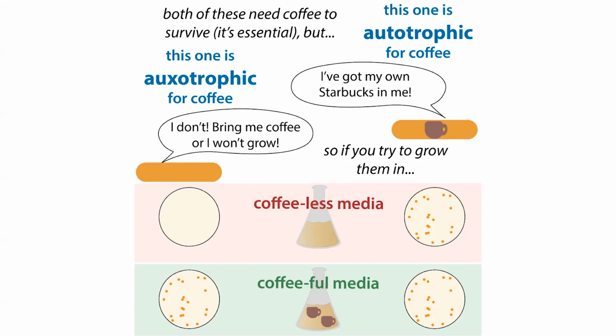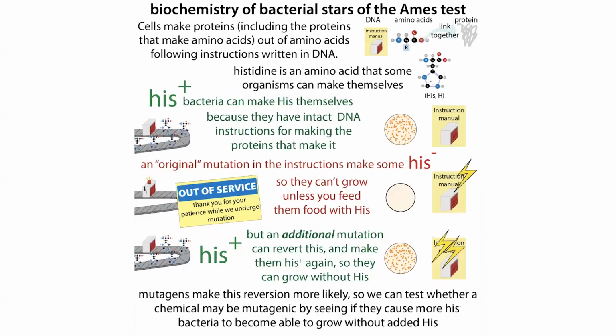If you had bacteria that can make the coffee themselves and bacteria that can't make the coffee themselves, and you were to grow both of them in media with coffee, you wouldn't be able to tell them apart. But if you grow them in media without coffee, only the bacteria that can make the coffee, the bacteria that are prototrophic for it, can survive. And so this is going to allow you to select for the bacteria that actually have the ability to make the coffee.